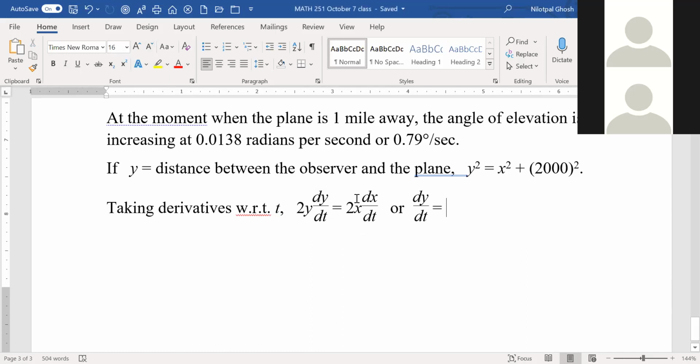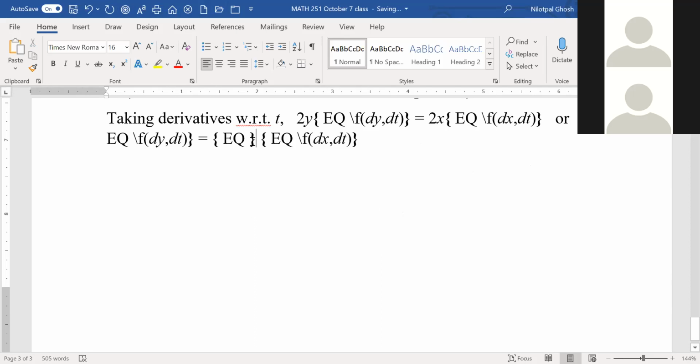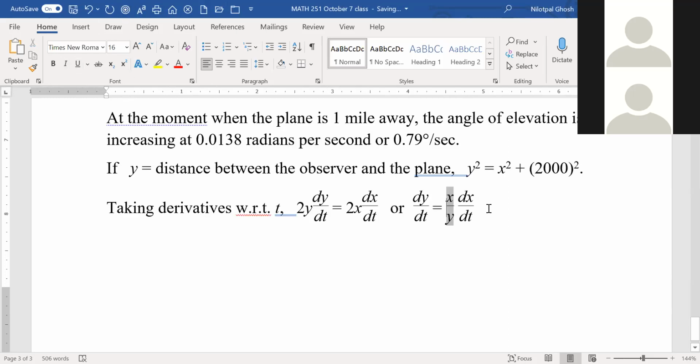So let me copy that one, dx/dt, and then I'm going to write x over y in front of it. So here we go. I think we are over time. Yeah, we are over time actually, 1 minute over time. Let me finish this calculation.